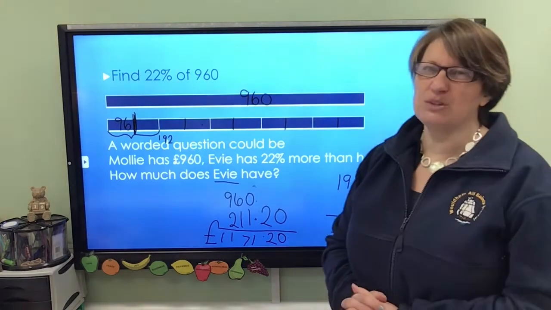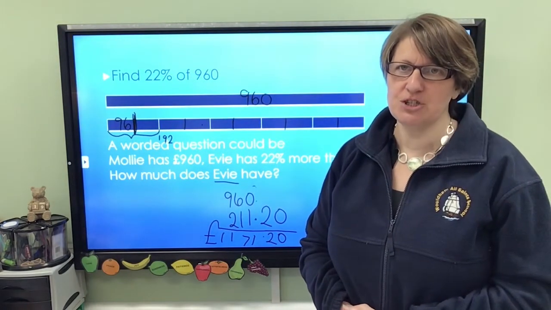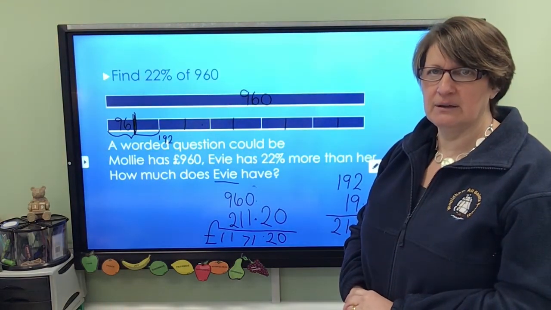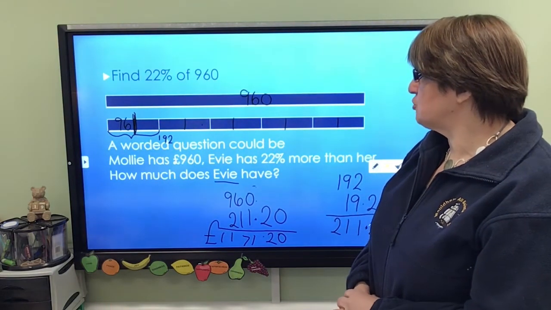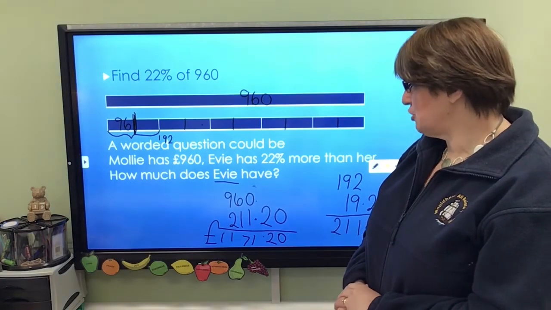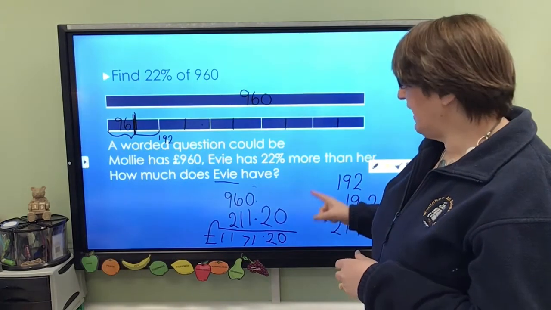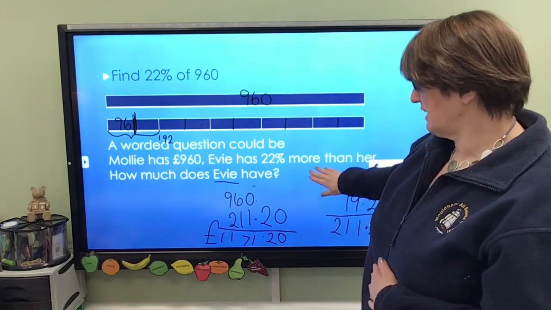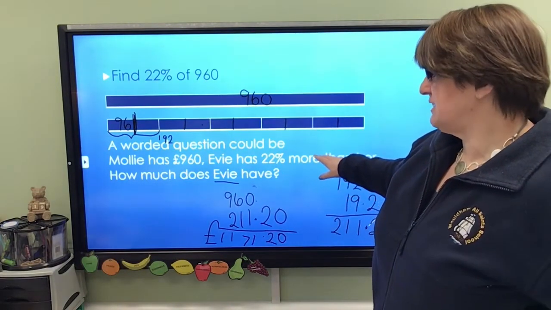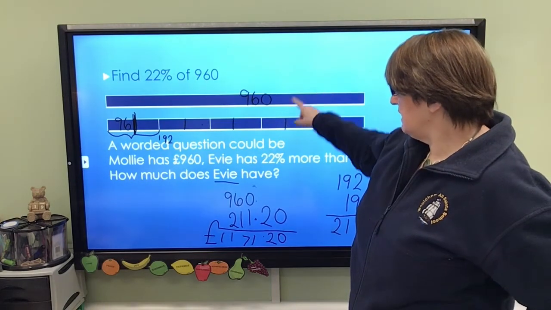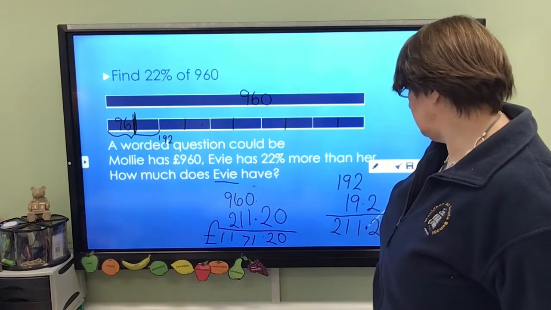Now that was sort of the trickiest question because there were so many different bits that we had to think about. We had to think about finding 20% and then 2%, and they weren't nice round numbers this time. We had to go into decimals. And then we had to think, what was the question actually asking us? Because it wasn't just find 22%. We had to add it to the original money, so to find out how much Evie had.